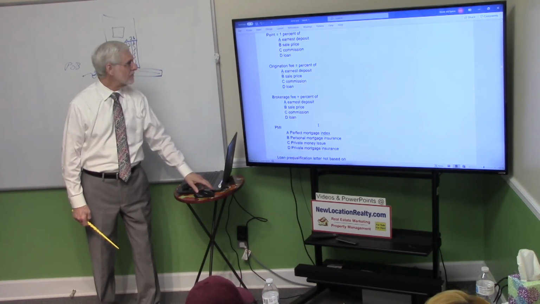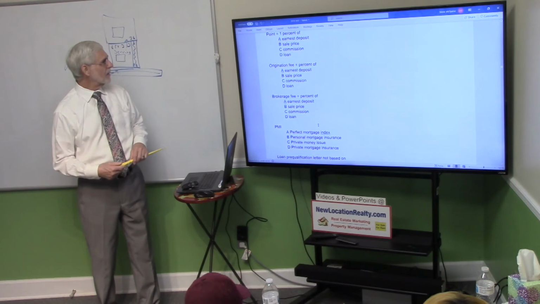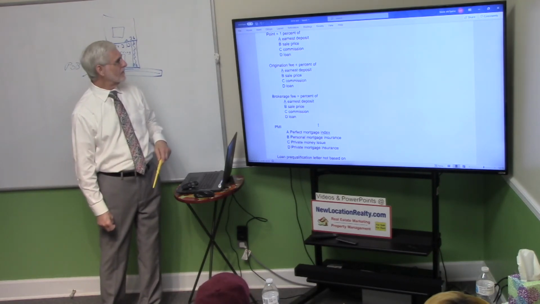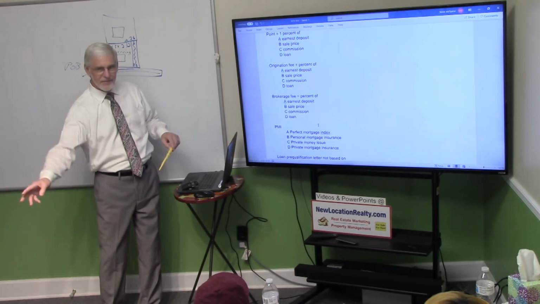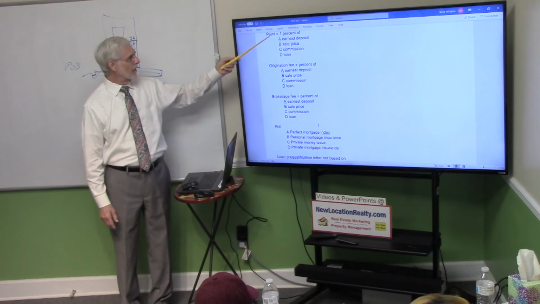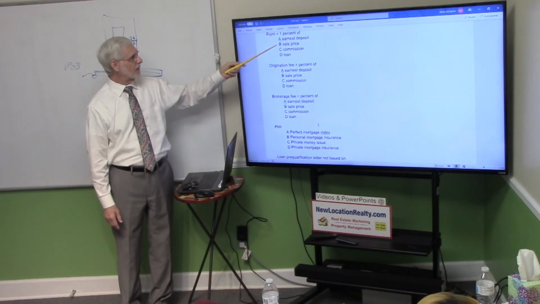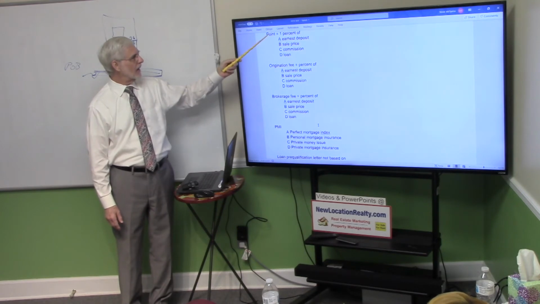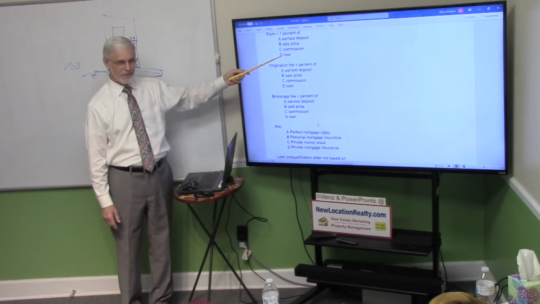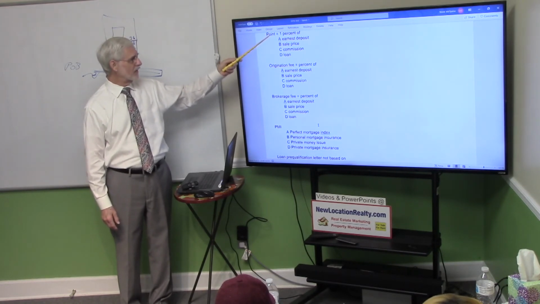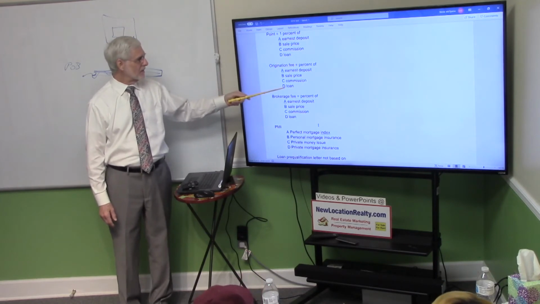A point equals 1% of the loan. Now, where you mess up is you think it's a percent of the sales price. They have nothing to do with it. A point is going to be based on the loan. Origination fee, same thing. Think of that as a point. That's a percentage of the loan.